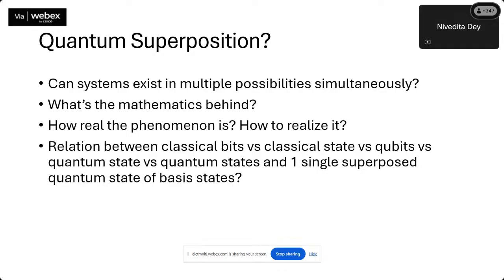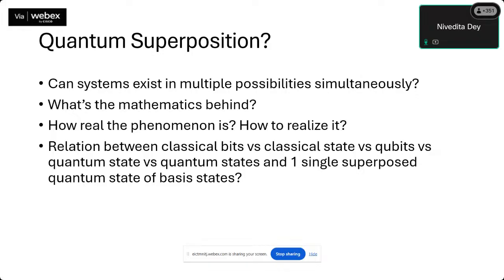Okay. And next, we have seen quantum superposition, which we have already covered, so I'm being a little fast here. I hope these things are okay with you. If you have any problem, you can ask. The query was, can a system exist in multiple possibilities simultaneously? The answer is yes.